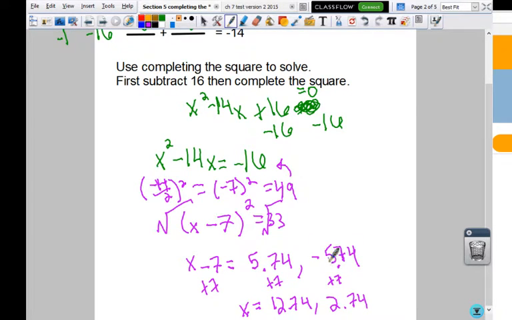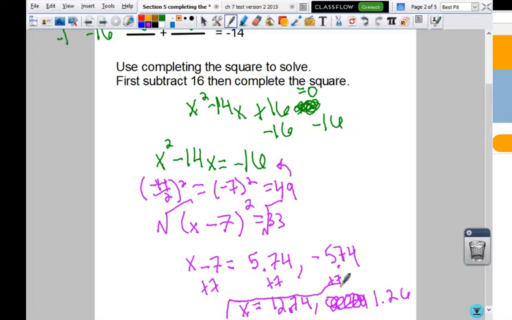Alright, let's put negative 5.74 plus 7. That's 1.26. Yeah, that's what I thought. 1.26. There we go. Alright, and that's my final answer.